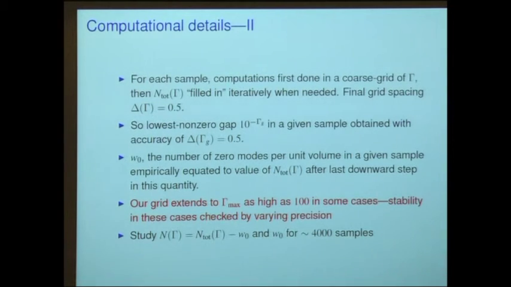And if states are closer to the band center than 10 to the minus 120 or something like that, we say that's a zero mode, empirically. So that's our count of zero modes. So we have some count of zero modes.